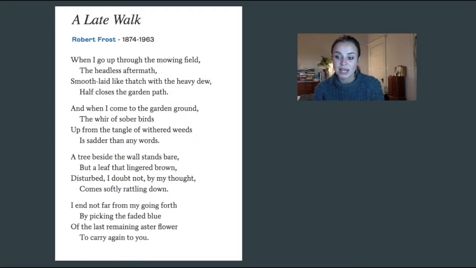A tree beside the wall stands bare, but a leaf that lingered brown, disturbed, I doubt not, by my thought, comes softly rattling down. I end not far from my going forth by picking the faded blue of the last remaining aster flower to carry again to you.